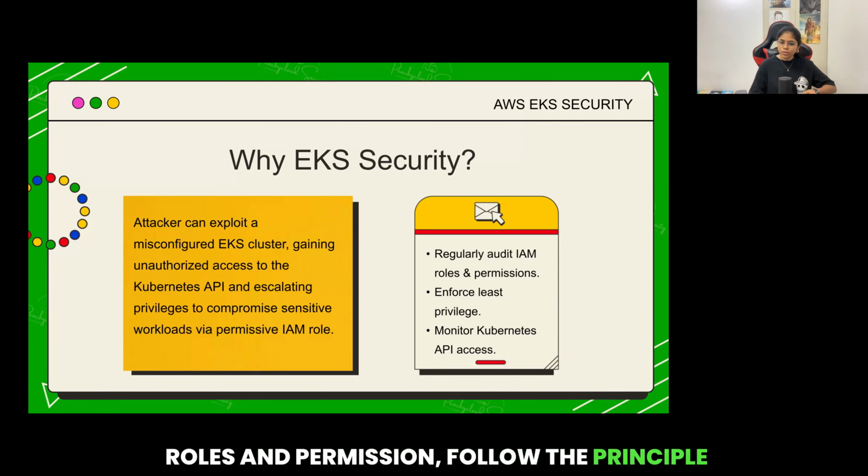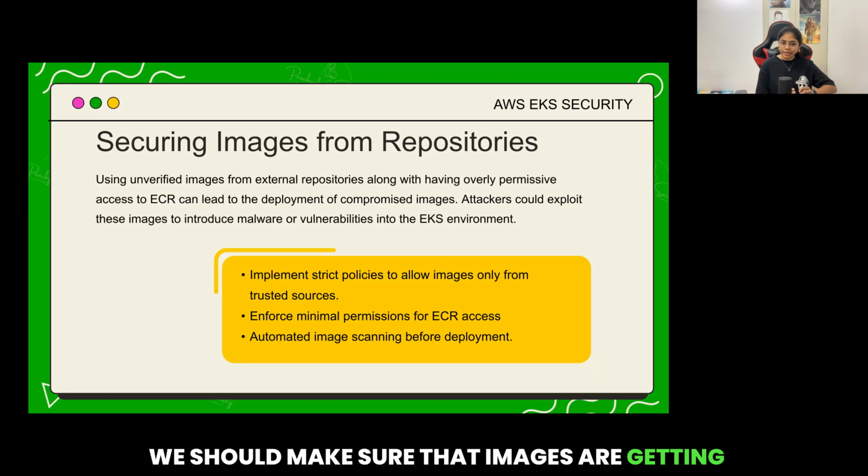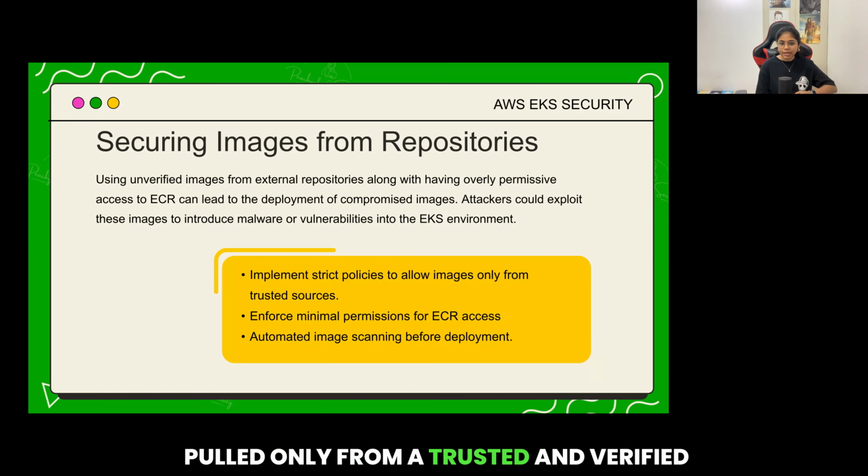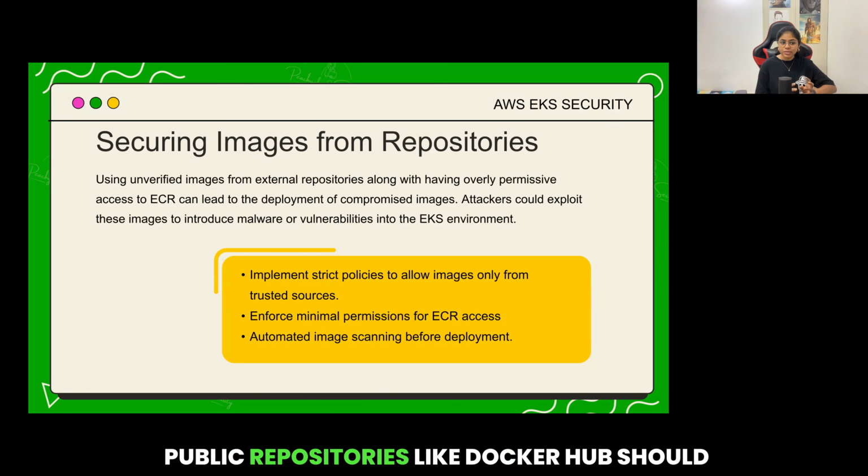Second, securing images from repositories. We should make sure that images are getting pulled only from trusted and verified repositories. Public repositories like Docker Hub should not be allowed. Then we can restrict the permissions over ECR access and make sure that we are scanning our container images before getting deployed into a cluster.